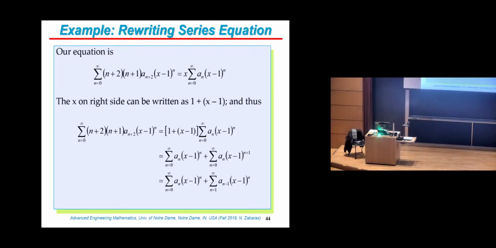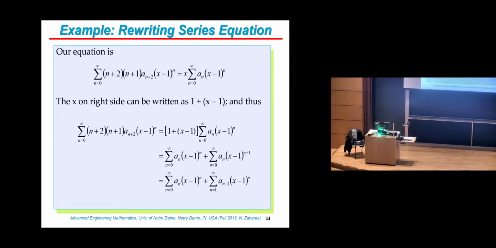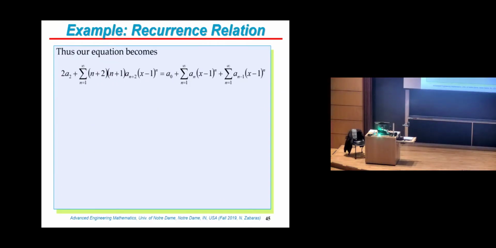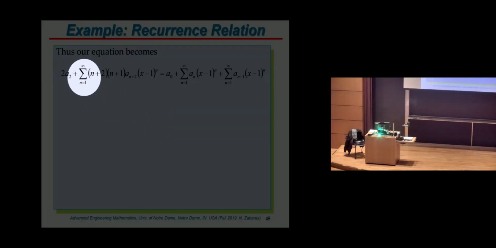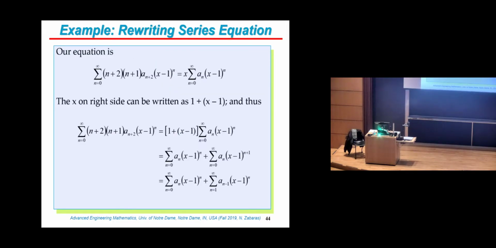So let's see how we get that. How do we get 2 times a2 from this? From where is 2 times a2 coming? How about n equal to 0? The first term, what do you get? 2 times 1 times a2 times 1. That's our term. And then the summation will start from n equal to 1. And how do we get a0 there? Where do we get a0? Anybody?